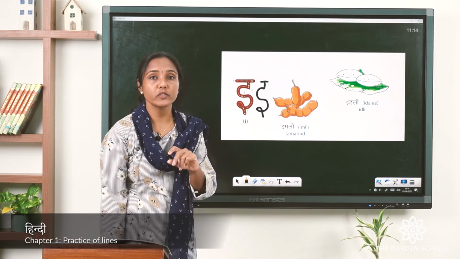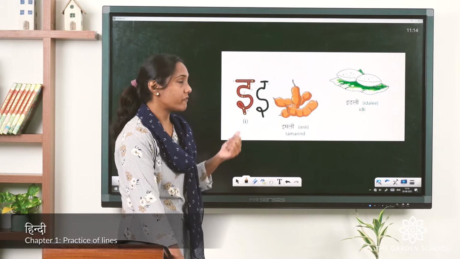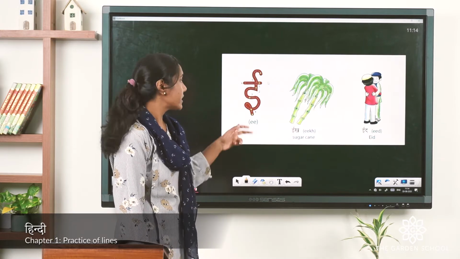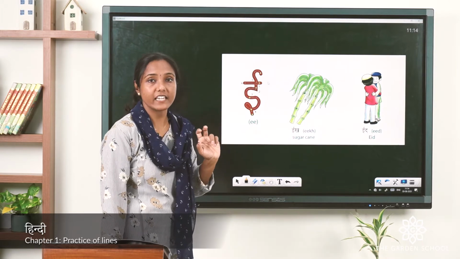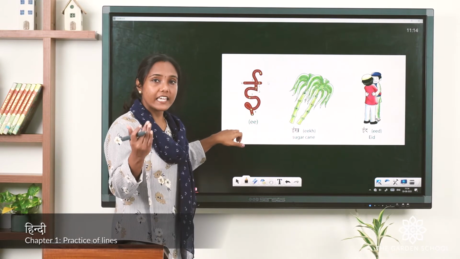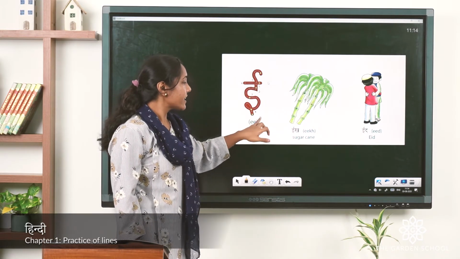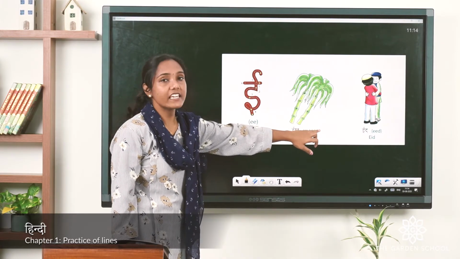Now let's move on to the next letter, which is again the same letter we learned in A also. So we have to put one more loop on the top of it, that's E. Okay, how do we sound it? E, E, E. E se Eek and E se Eid.